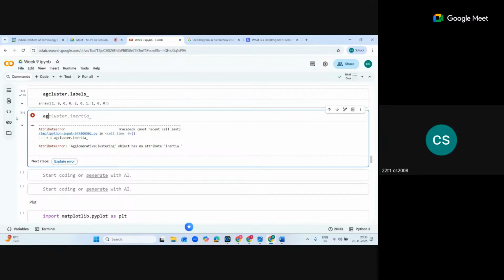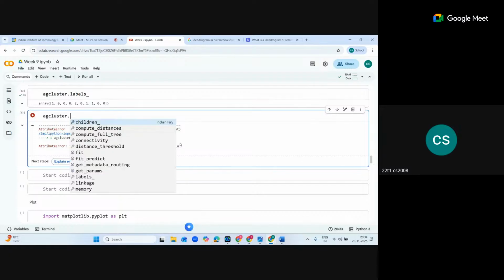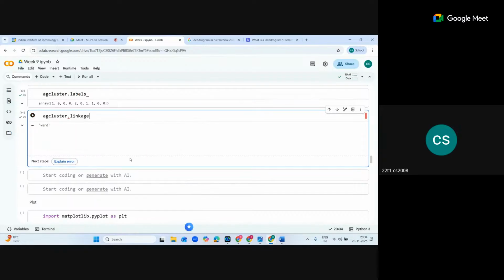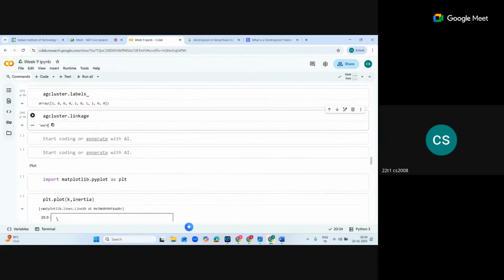We can also see some other attributes which are useful. One is this labels, which is more useful. The other one you can talk about is linkage, right? So we can see what linkage is. Now linkage means very simple. There are two attributes of linkage. You don't have to focus on this. One is called ward linkage and one is called sum linkage. So what this linkage means is that this averaging, right?